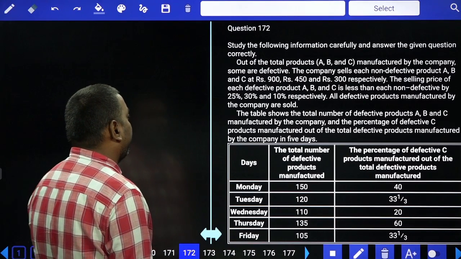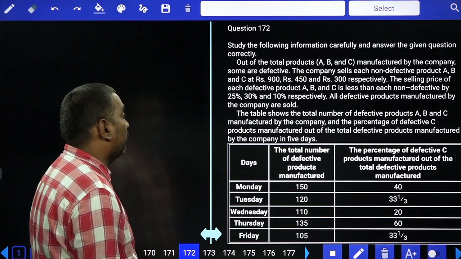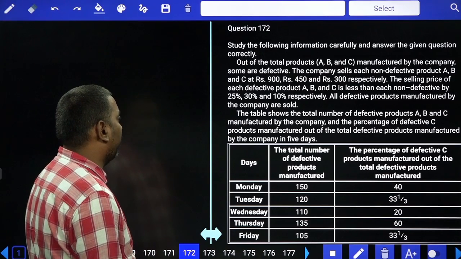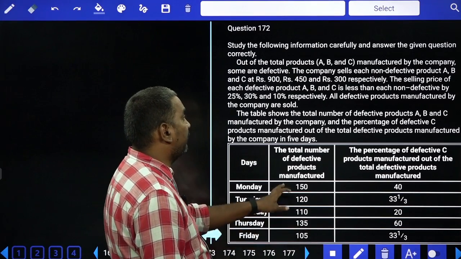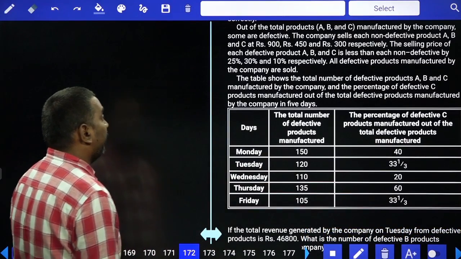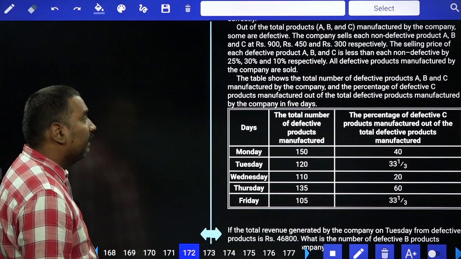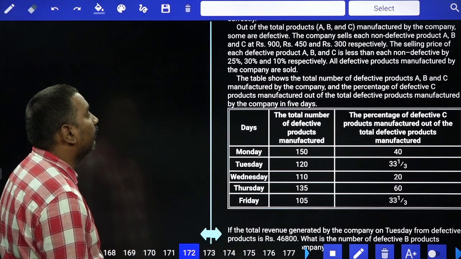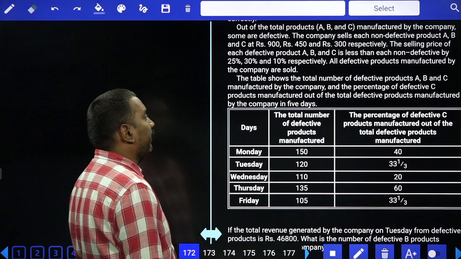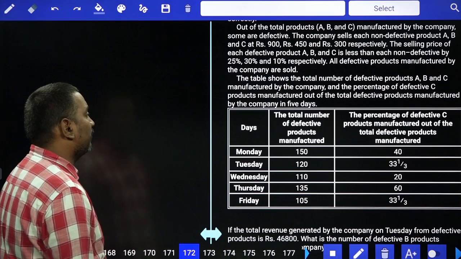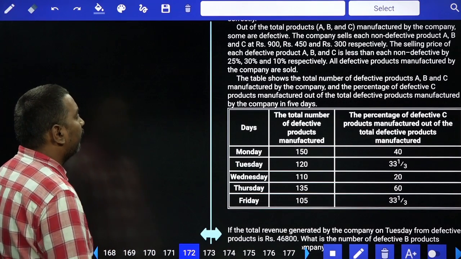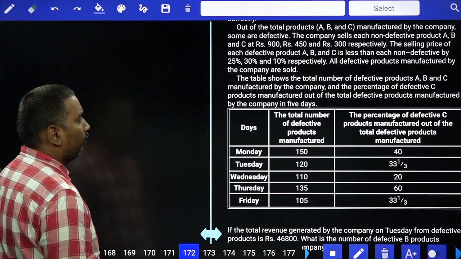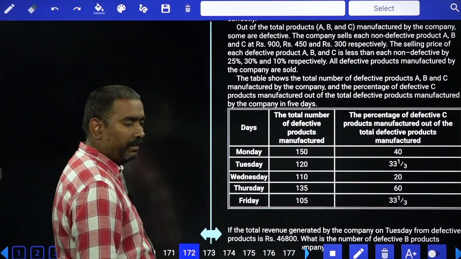Out of the total products A, B and C manufactured by the company, some are defective. The company sells each non-defective product A, B and C at 900 rupees, 450 rupees and 300 rupees respectively. The selling price of each defective product of A, B and C is lesser than each non-defective by 25%, 30% and 10% respectively. All defective products manufactured by the company are sold out. The table shows the total number of defective products A, B and C manufactured by the company and the percentage of defective C products manufactured out of the total defective products manufactured by the company in 5 days.